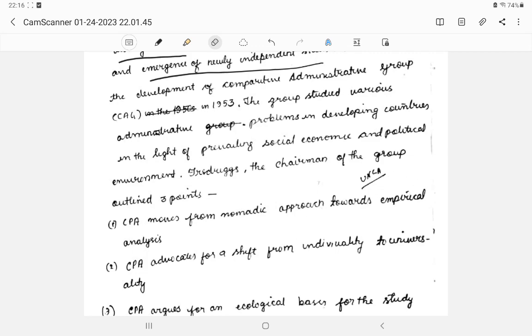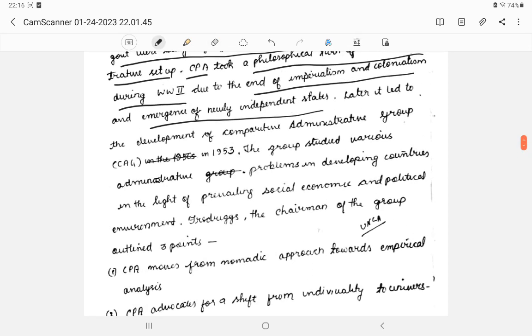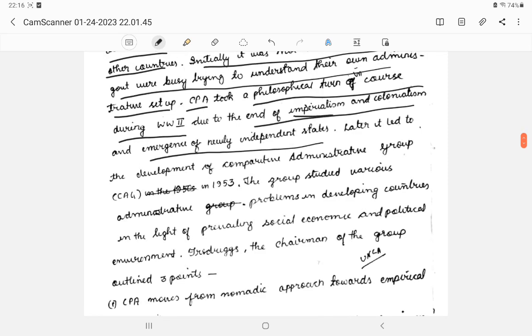So in this way, as imperialism ended, the power of the United Kingdom diminished, colonialism ended, and democracy came. In these newly independent states, a group, the comparative administrative group, was formed in 1953. This comparative administrative group is what we call the study of comparative public administration.